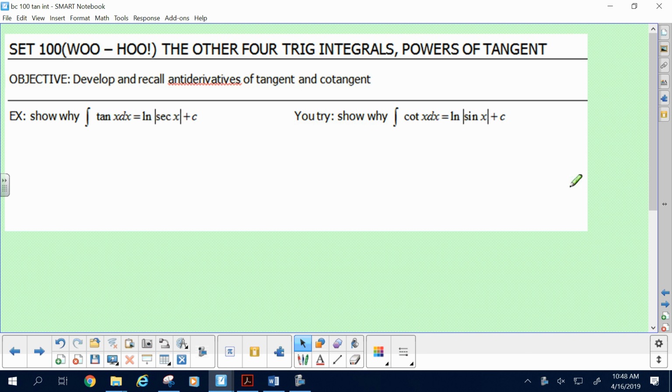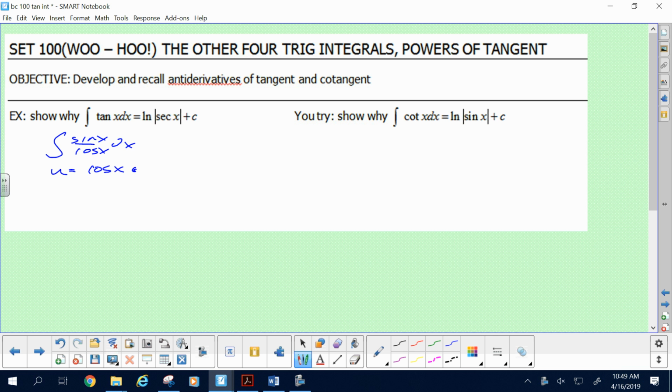So here we go. How could I show why tangent's antiderivative is log of secant? We've done that before. How is it done? U sub, yes. By first making it sine over cosine and letting u equal sine or cosine? Cosine. Therefore, du is negative sine. That means that you get a negative du when you sub for sine of dx. Doesn't this then become negative 1 over u du?